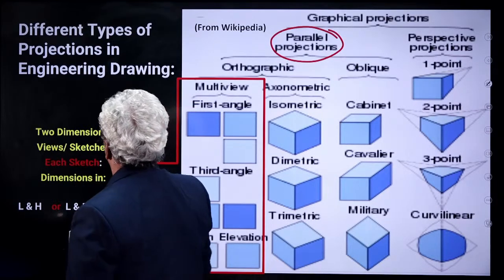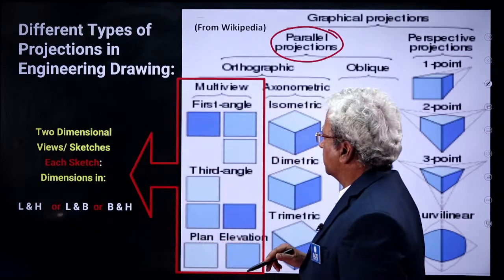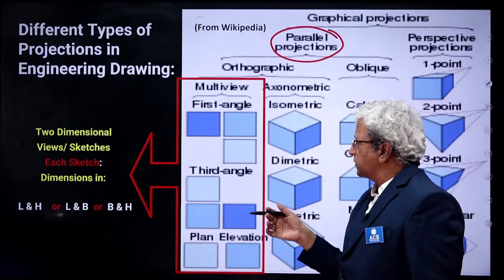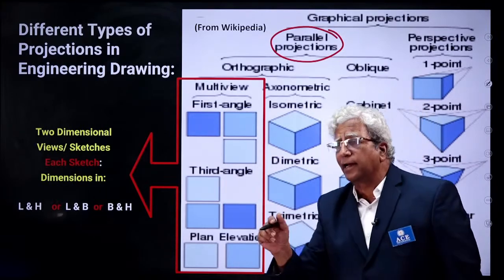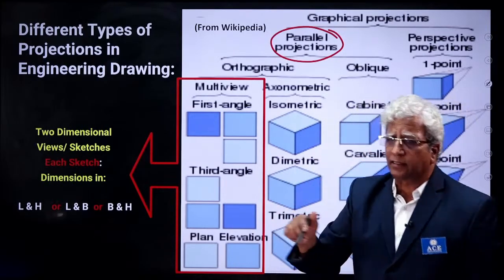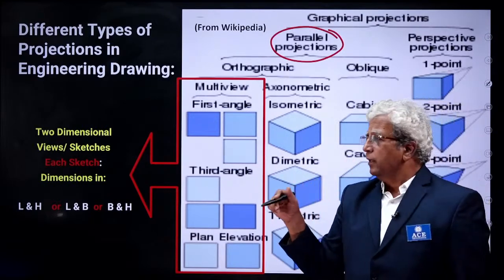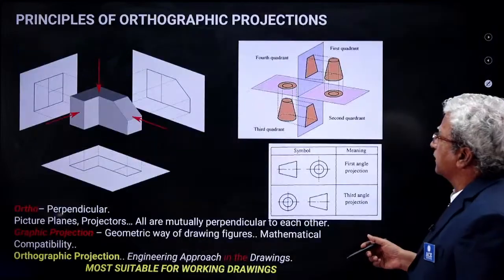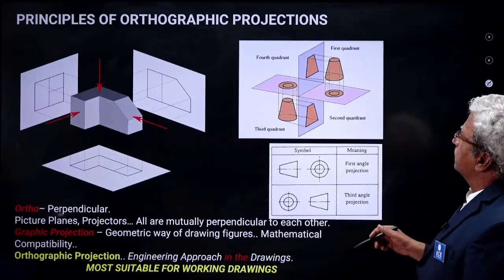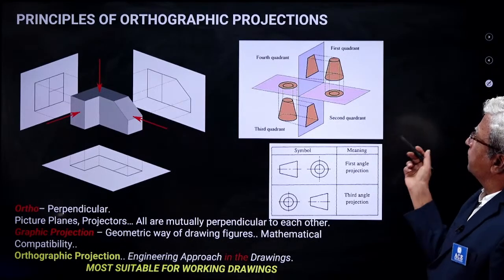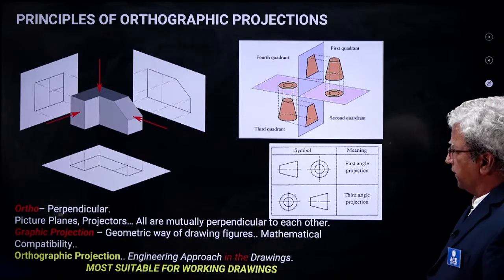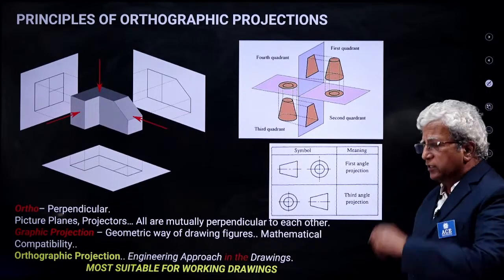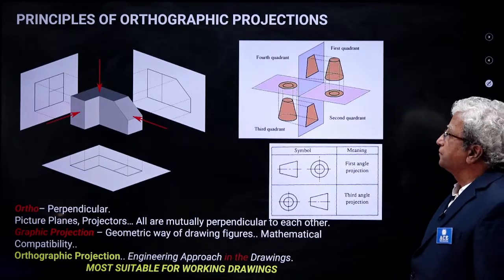2-dimensional views are sketches, because in each view the shapes will have either length and height, or length and breadth, or breadth and height, like that, okay. So while doing things, you understand this. Principles of orthographic projections, okay. First of all, what are these orthographic projections, okay?